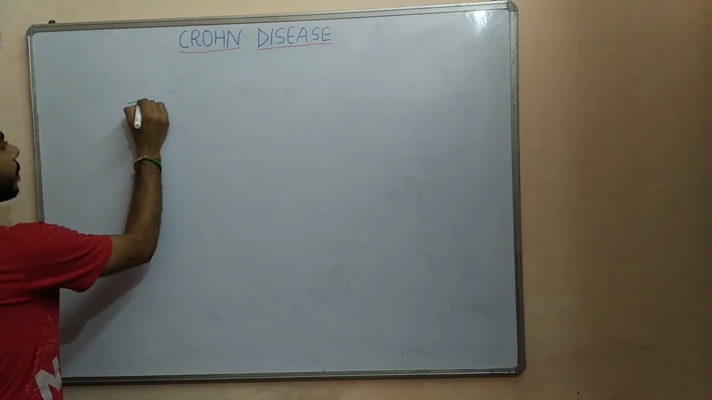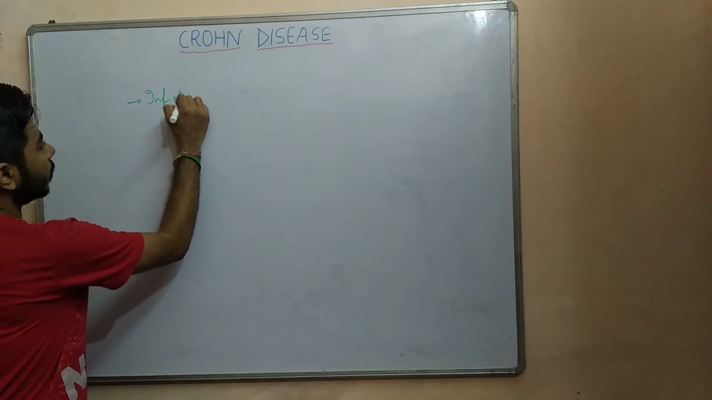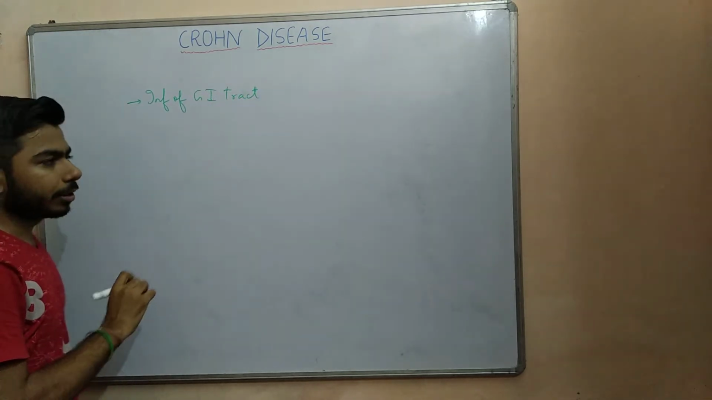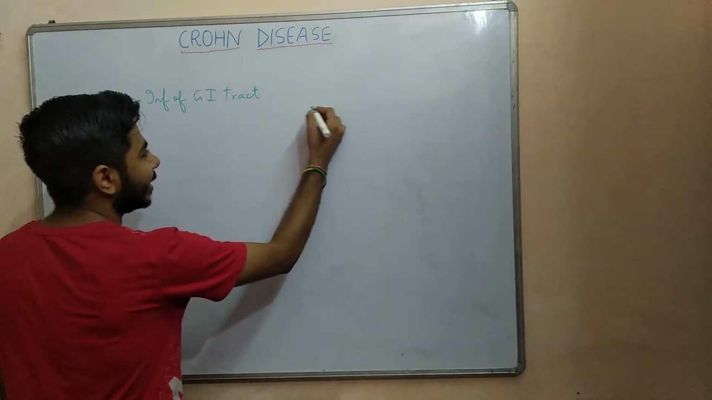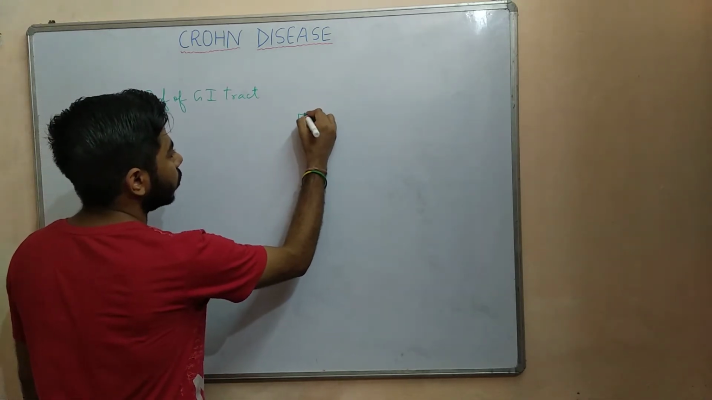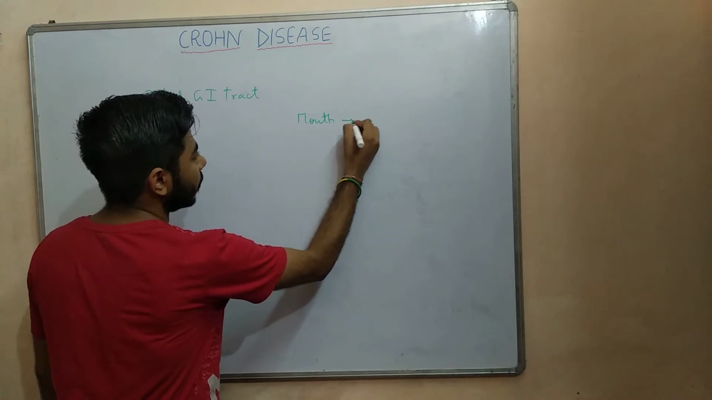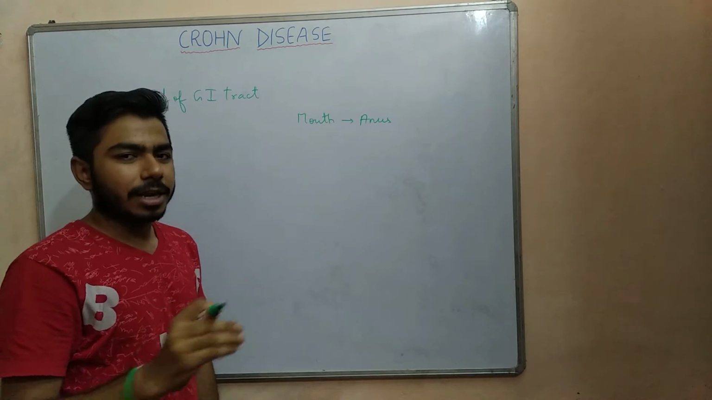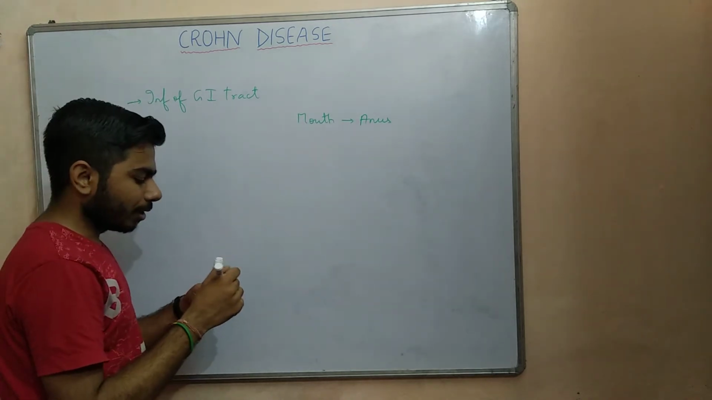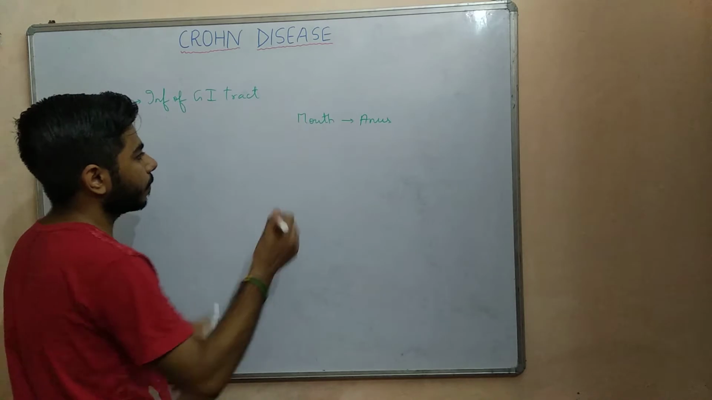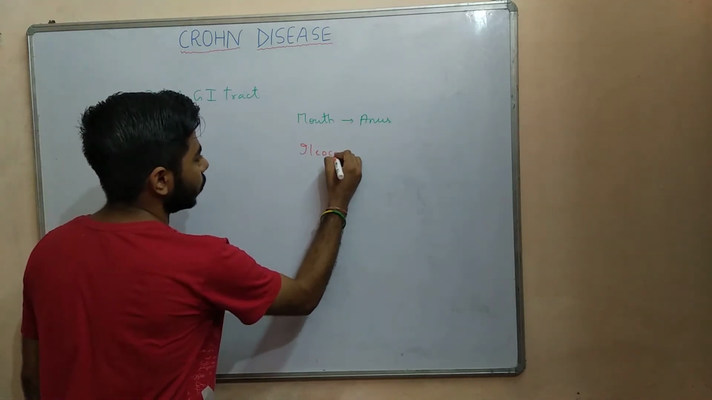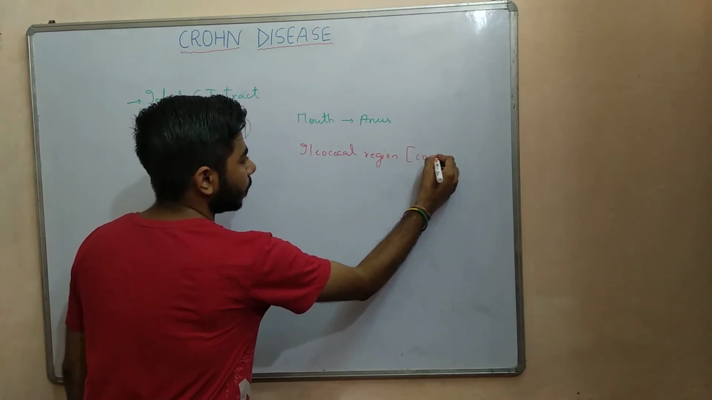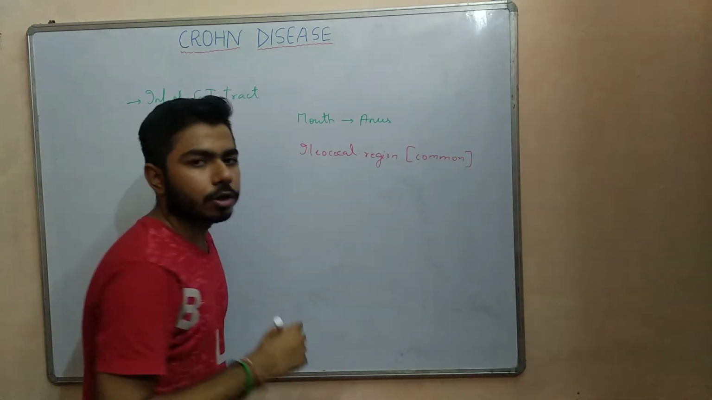So, let me write over here. Inflammation of GI tract. Okay. Most importantly, just remember that it can involve from your mouth till anus. Any part of the GI tract can be involved in this, but most particularly the ileocecal region. Ileocecal region is the most important one. Ileocecal region is the most common location for Crohn's disease.